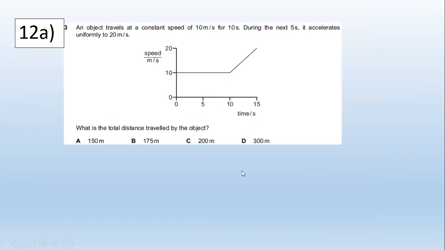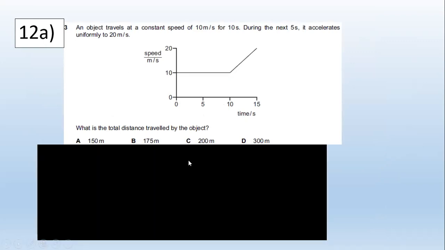An object travels at a constant speed of 20 meters per second for the first 10 seconds. During the next 5 seconds, it accelerates uniformly to 20. So from 10, it accelerates to 20. What is the total distance traveled by the object? This is an O-level question.